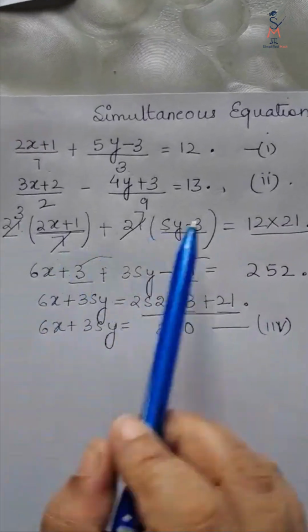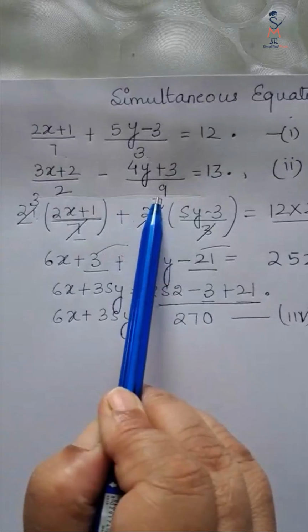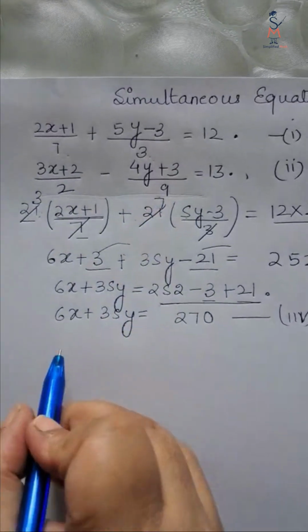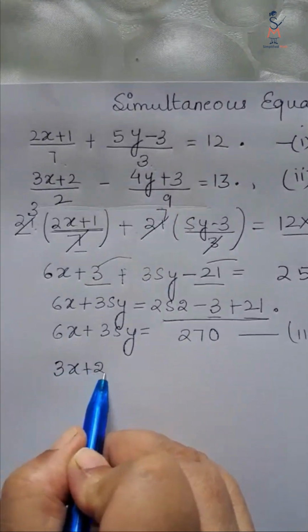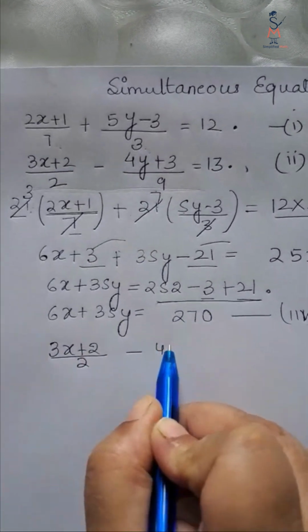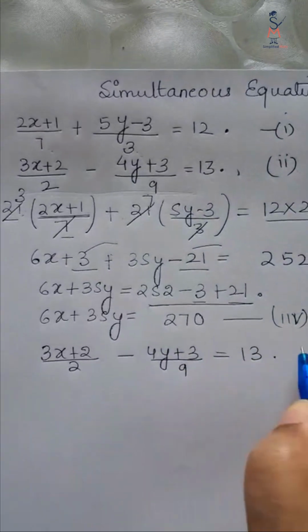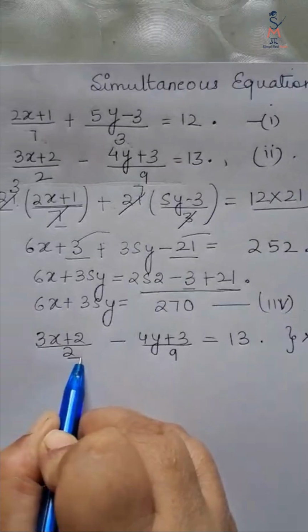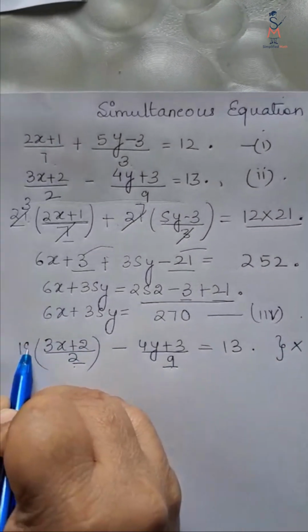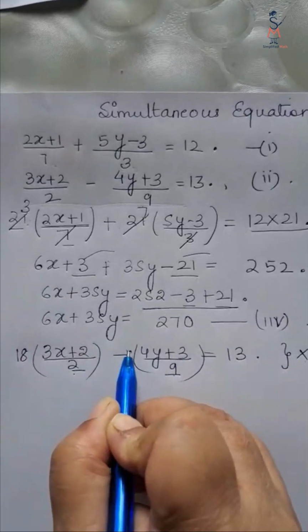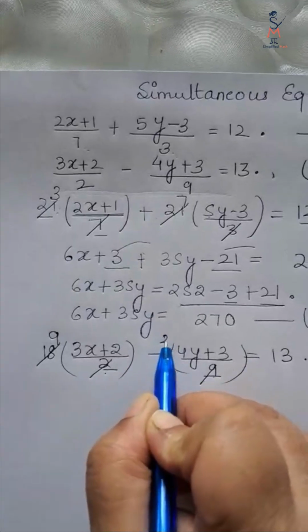Now we will solve the second equation. That means we will remove these denominators 9 and 2. Eliminate the denominator, so the same step we will do here also. We will multiply the whole equation by the LCM of the denominators. 9 2s are 18, so we will multiply it by 18. Now here 2 9s are 18, 9 2s are 18.